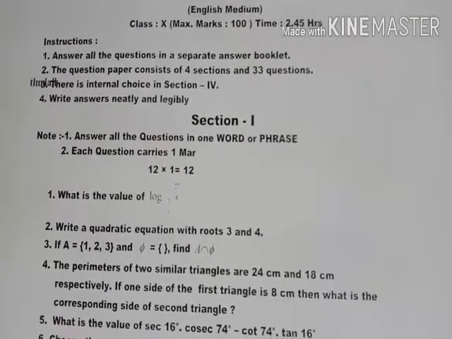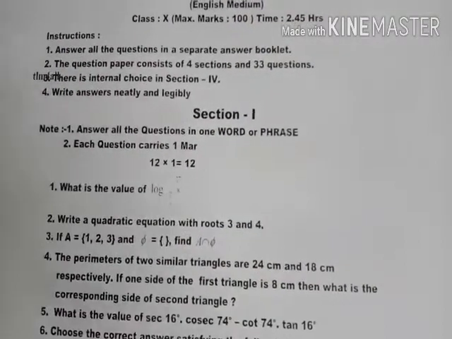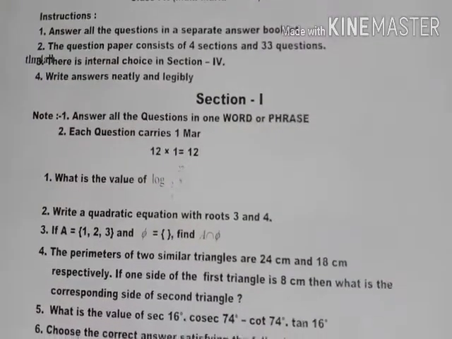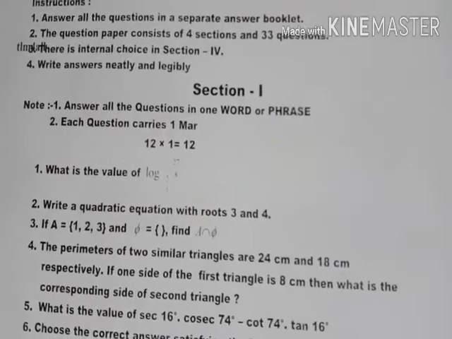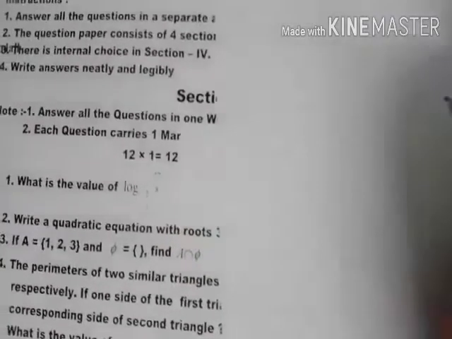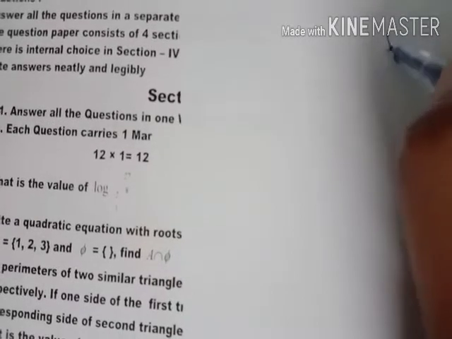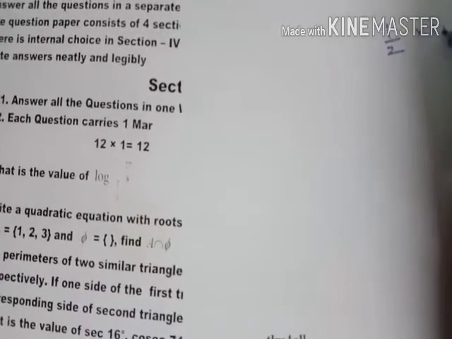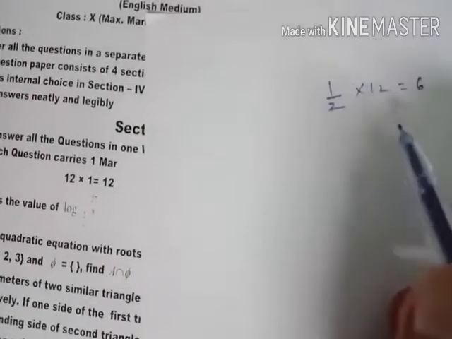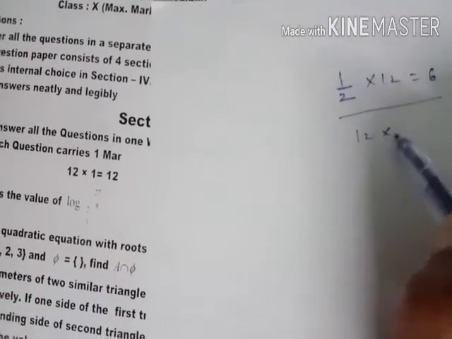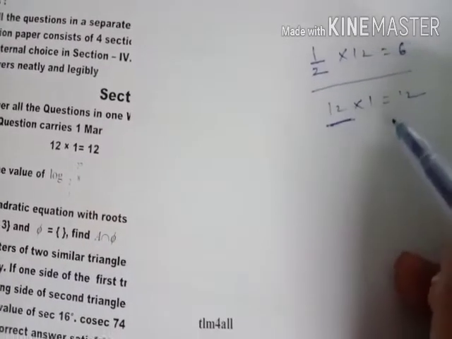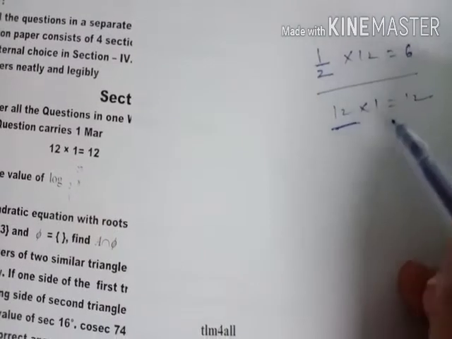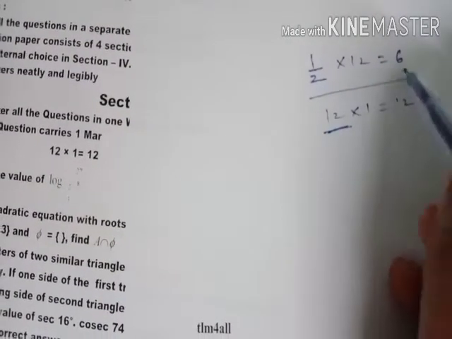So I'm telling the model of the guessing paper which was prepared by Srinivas Reddy, a government school teacher. In section 1 we have 12 questions of half mark each. Previously we had half mark questions, so half into 12 gave 6 marks. Now the marks have changed: 12 into 1 is equal to 12. The questions are the same but the marks are raised. Half is raised to 1 mark, so the marks are raised from 6 to 12.